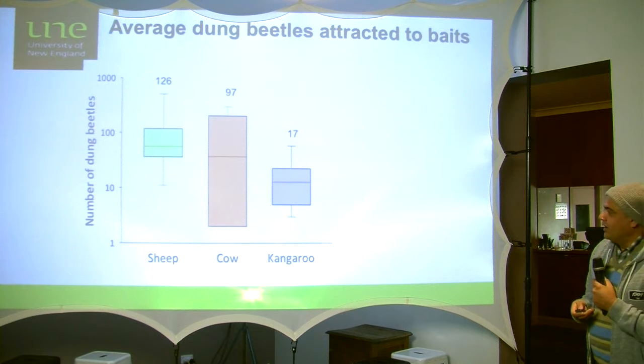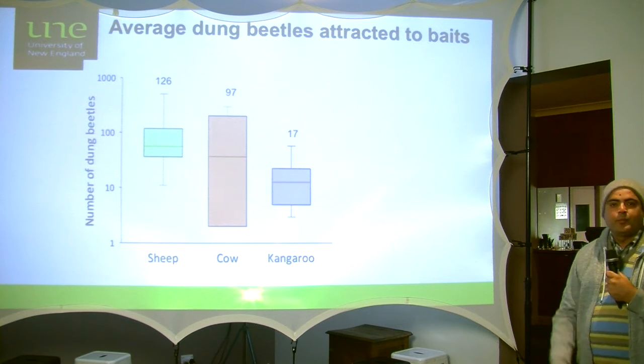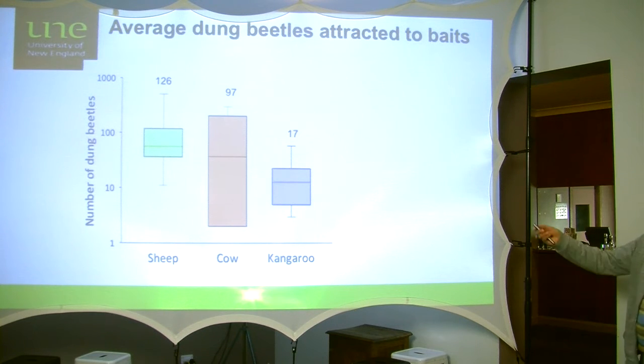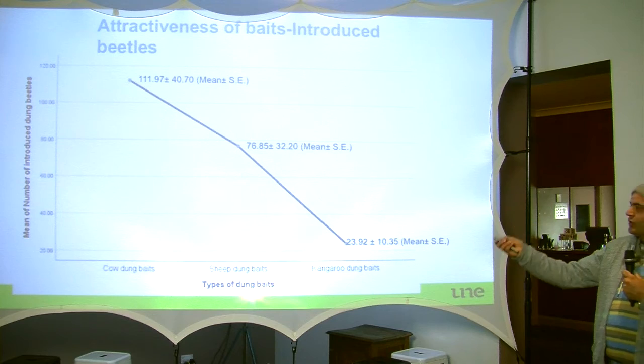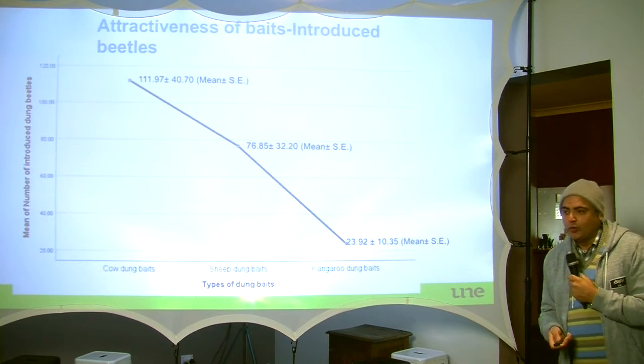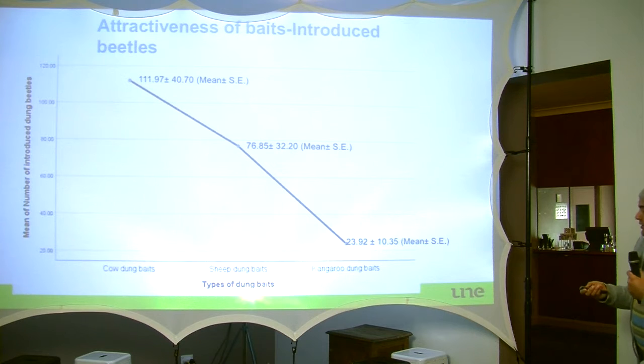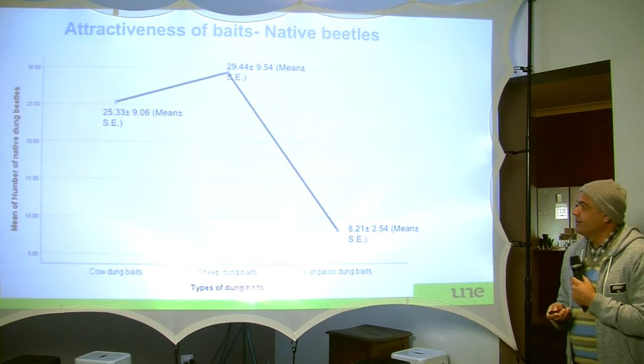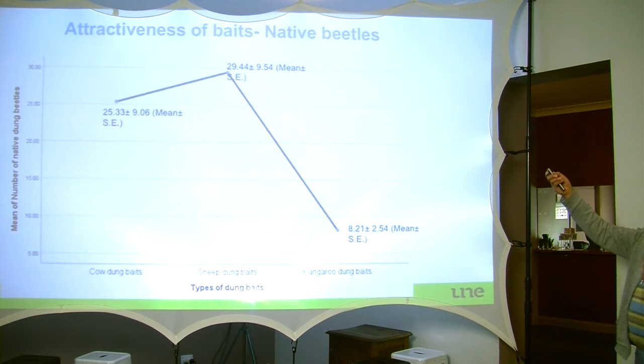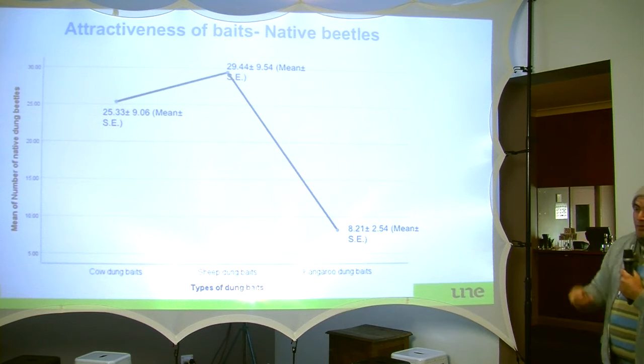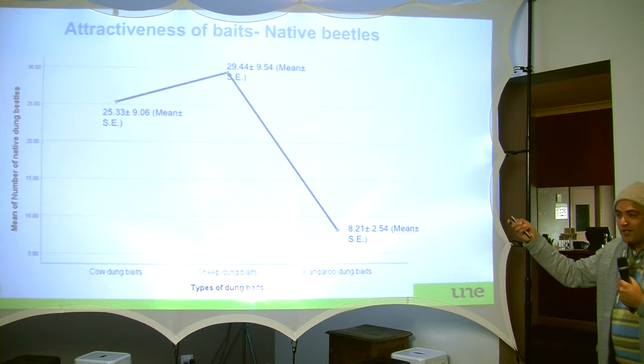Regarding the attractiveness of dung, very interestingly, sheep poo was more attractive as compared to cow and kangaroo poo in total. But again, the introduced beetles are more attracted to cow poo as compared to sheep and kangaroo poo. That's also something cool. And a very interesting one is, we can see the native beetles are more attracted to sheep poo as compared to that of kangaroo and cow poo, but I cannot say whether it is significant or not.